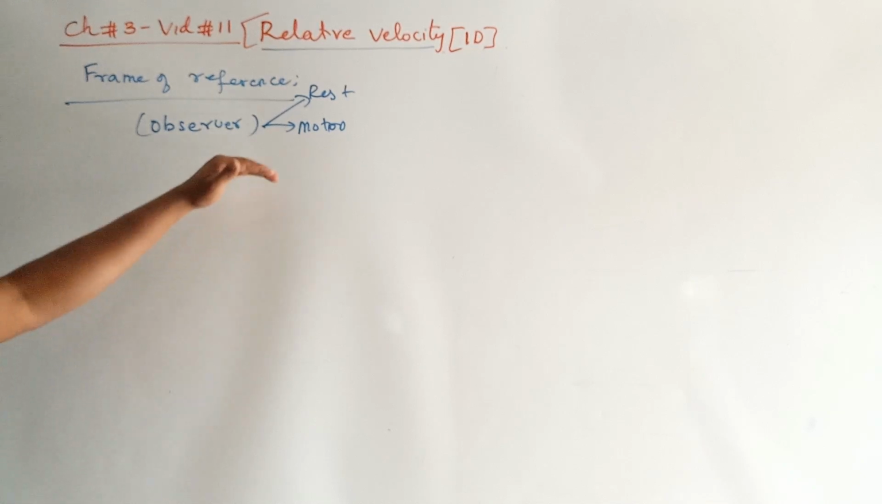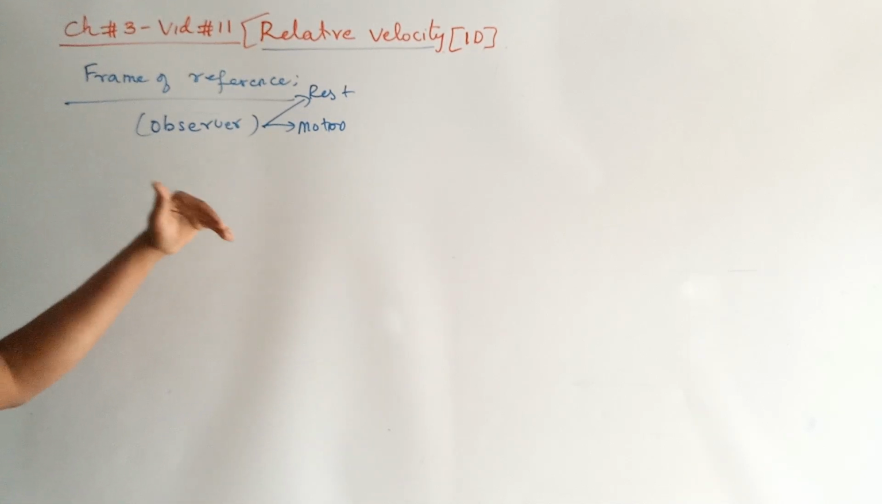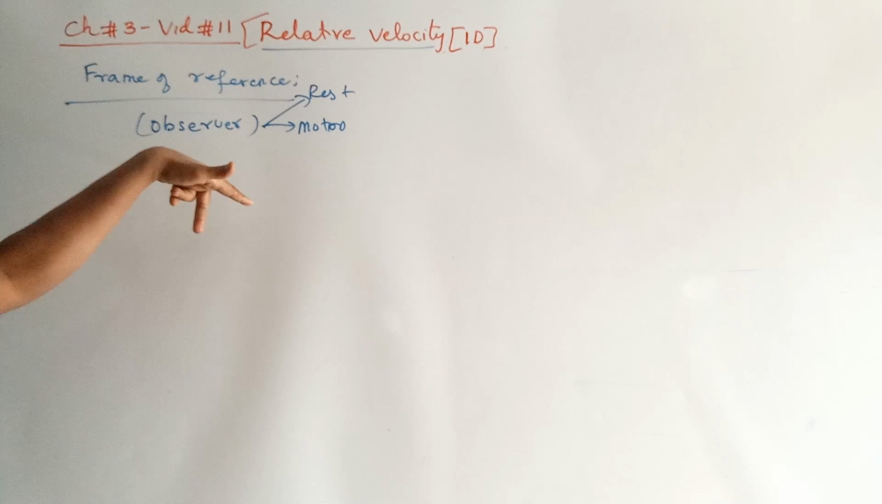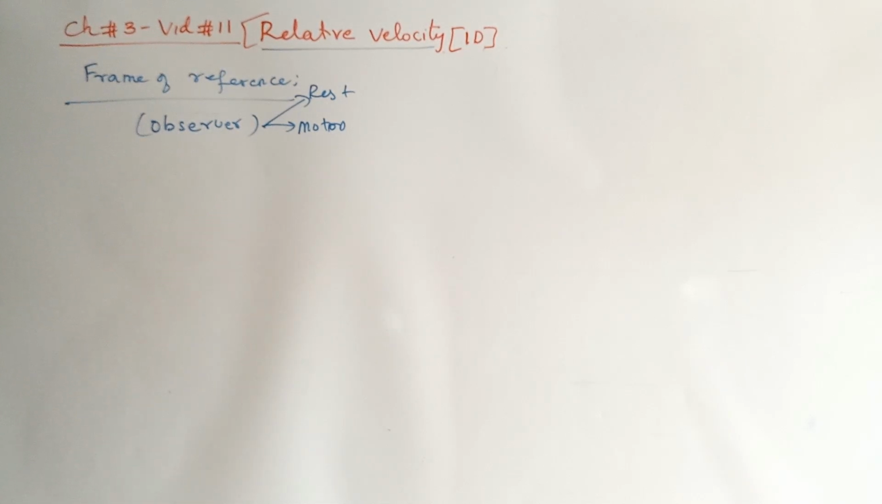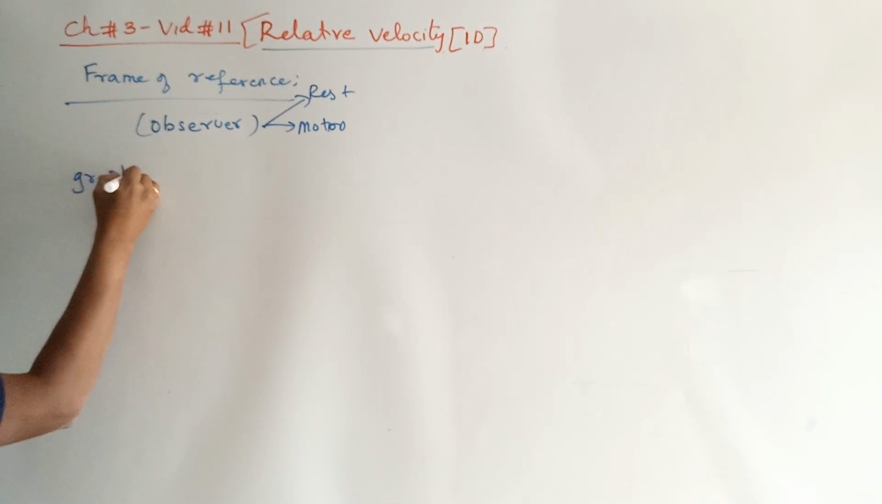Let us suppose one person is moving and observing the train, and one is at rest observing the train. Now in that case, both of them observe the same train, but the velocity appears different accordingly. We say relative velocity of A with respect to B, or relative velocity of A with respect to C. Now let us try to understand the graphical way of showing these things.